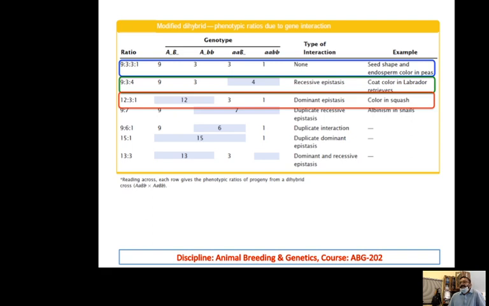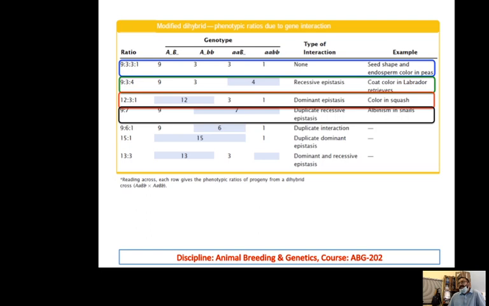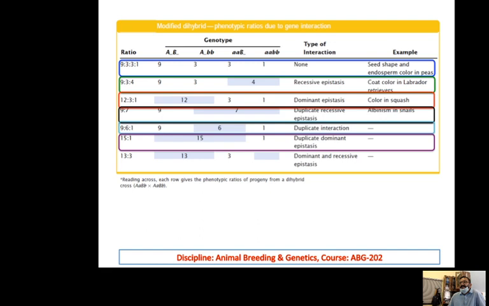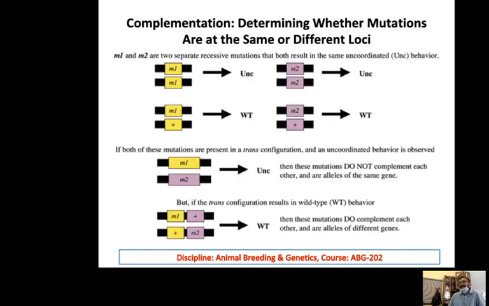And if it is a 9:7 ratio, then it's duplicate recessive, albinism in snails. And if it is 9:6:1, duplicate interaction. Now, if it is a 15:1 ratio, then it is duplicate dominant epistasis. And the last one, 13:3, is dominant and recessive epistasis, where both of these epistases are working. These are based on the intercross between two heterozygous individuals.